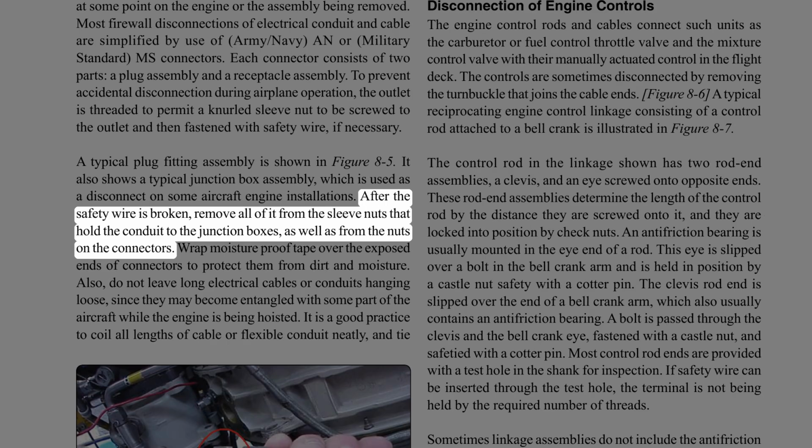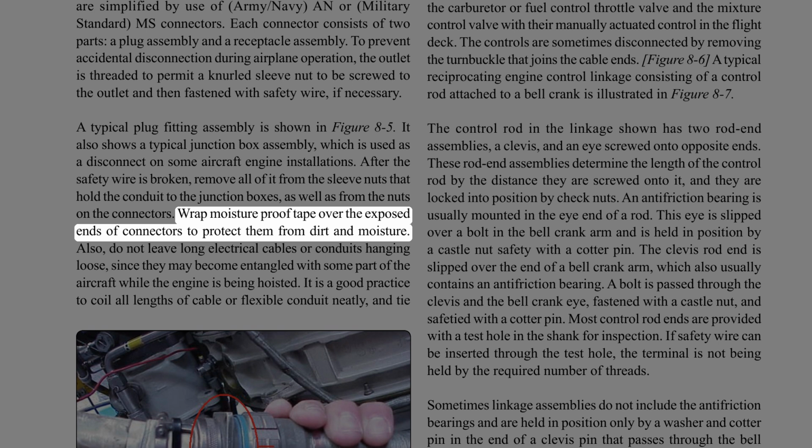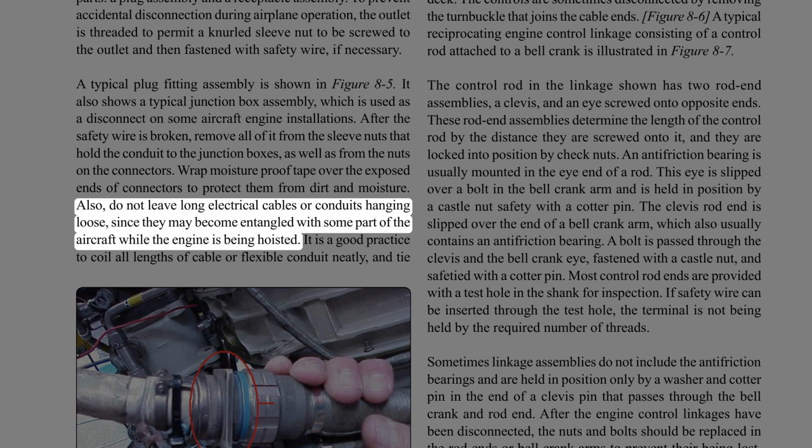After the safety wire is broken, remove all of it from the sleeve nuts that hold the conduit to the junction boxes, as well as from the nuts on the connectors. Wrap moisture-proof tape over the exposed ends of connectors to protect them from dirt and moisture. Also, do not leave long electrical cables or conduits hanging loose, since they may become entangled with some part of the aircraft while the engine is being hoisted.